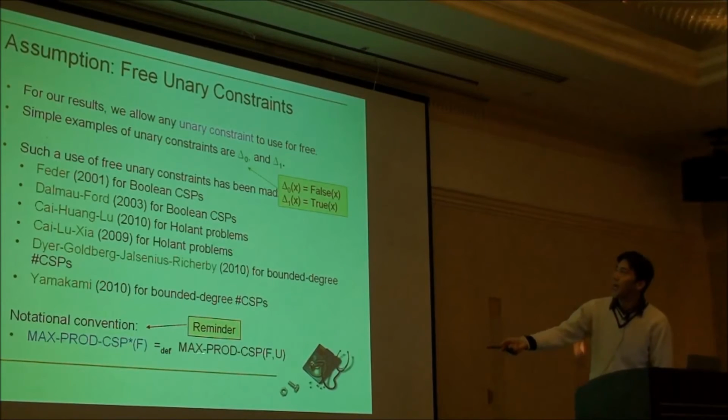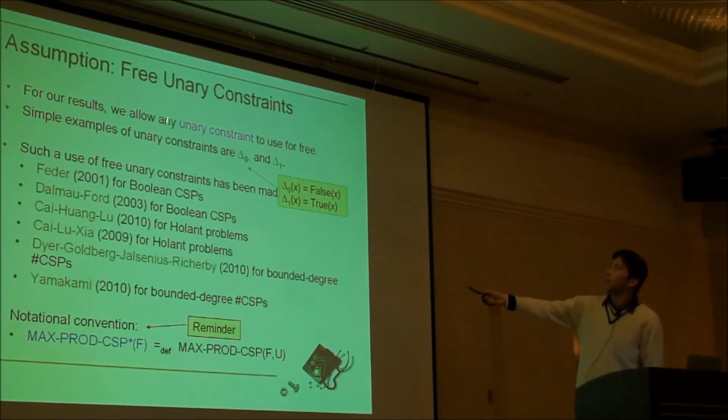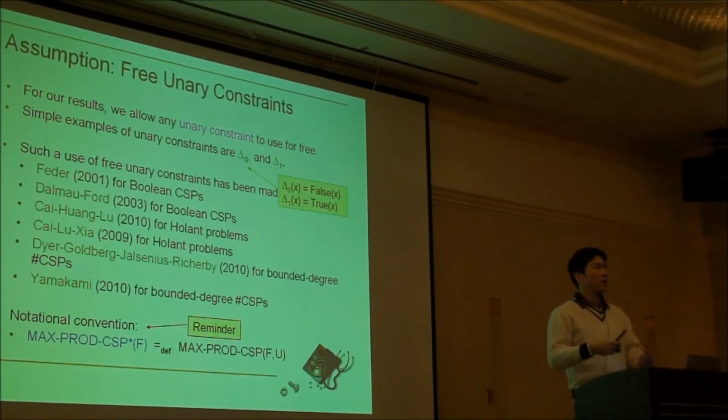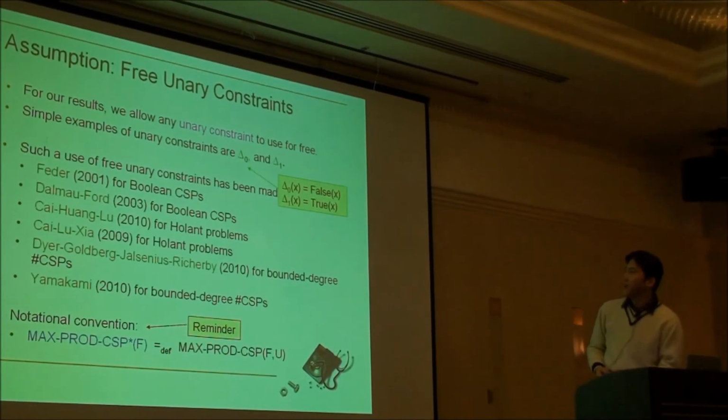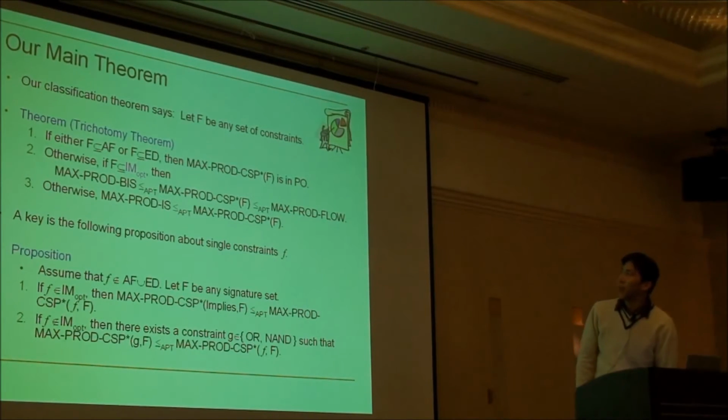Now we have one big assumption here. We allow any unary constraint as a part of the input free of charge. This seems a little weird, but a lot of people actually use this assumption, because it makes the statement of the result clean and simple. So now we'll present the so-called trichotomy theorem.